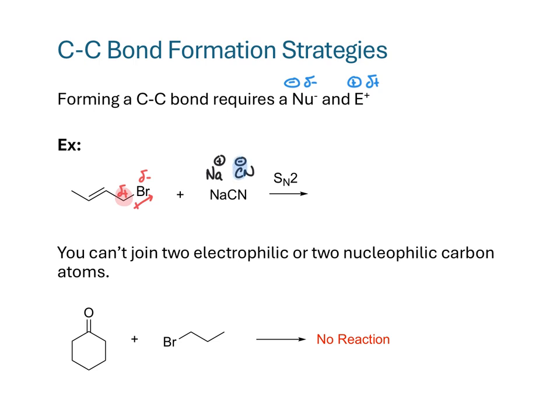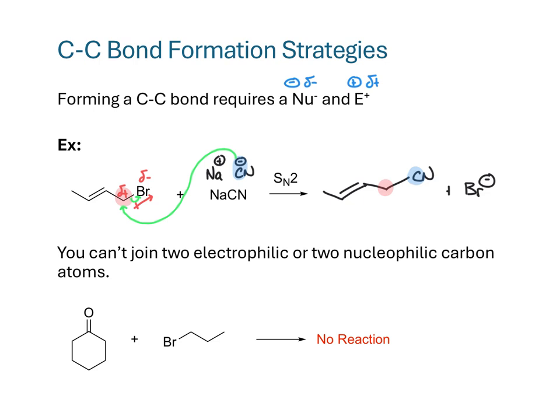So now we can do our carbon-carbon bond formation. Just draw a curved arrow from the nucleophile to the electrophile. And we break that bond. And we get the product. So here's your new bond, and what we've done is we've joined what was the electrophilic carbon and the nucleophilic carbon. So the thing to keep in mind is you can't join two electrophilic or two nucleophilic carbons.